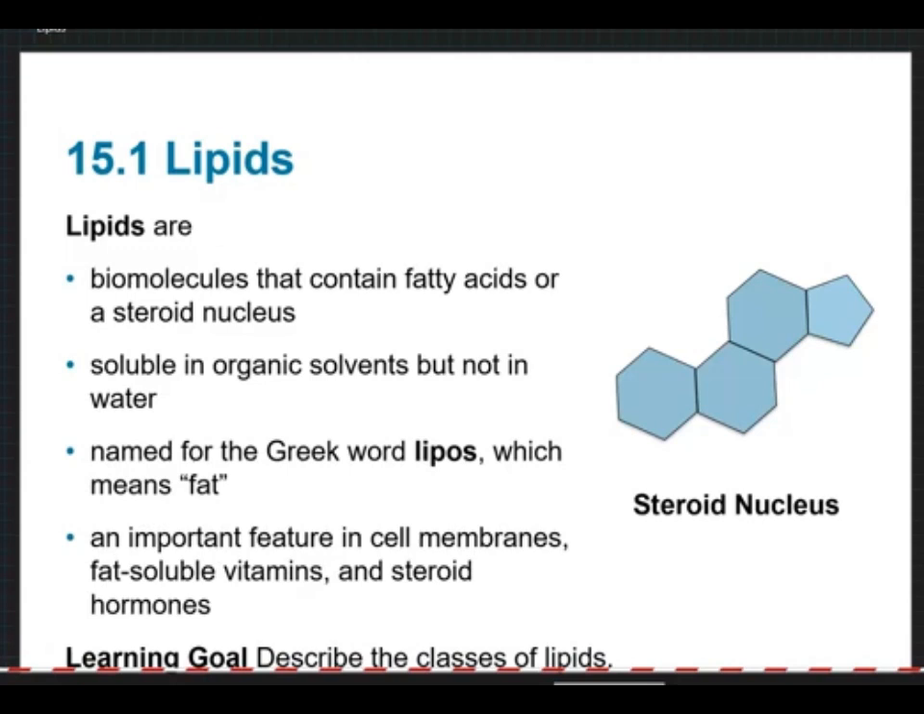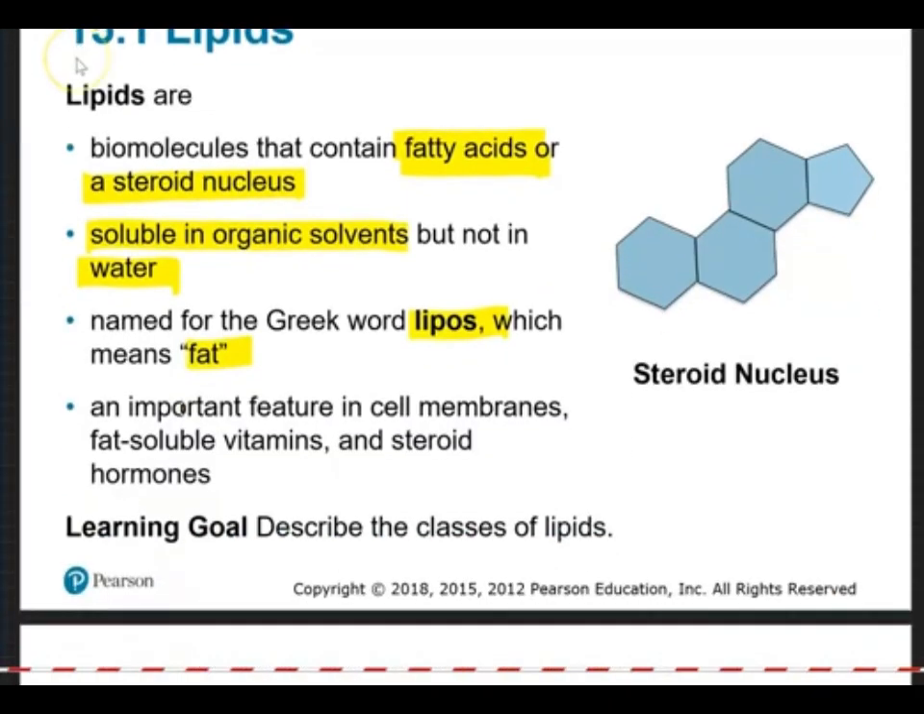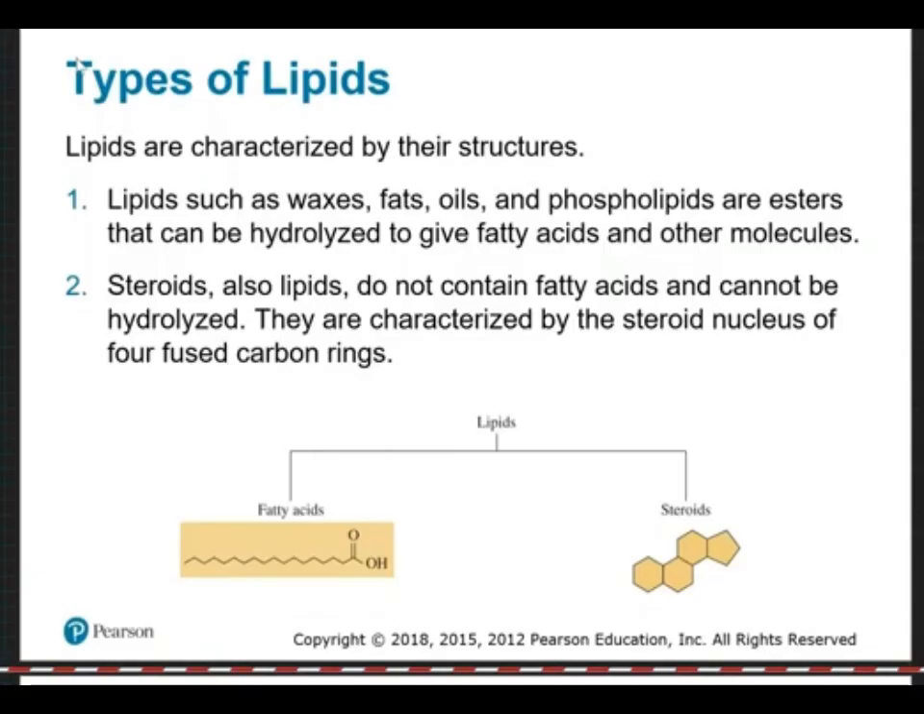Lipids today. And the point is that lipids are nonpolar. Okay? All of them. There are two big categories. One category of lipids contains fatty acids, like the ones I exemplified on the whiteboard earlier today. And another type contains steroid nuclei. Since they are nonpolar, they're soluble in organic solvents, but not soluble in water. And they're named after the Greek word which means fat. So we're going to try to figure out which lipids exist and what they're important for.